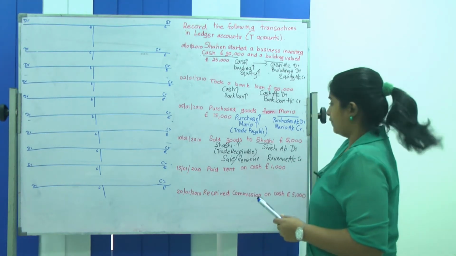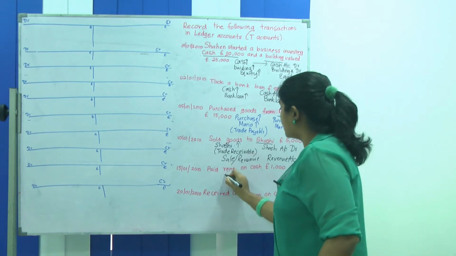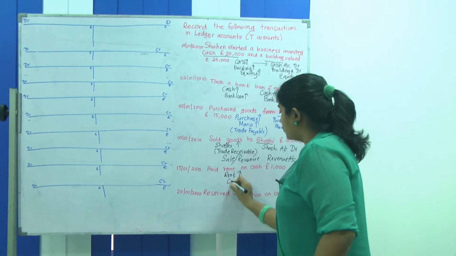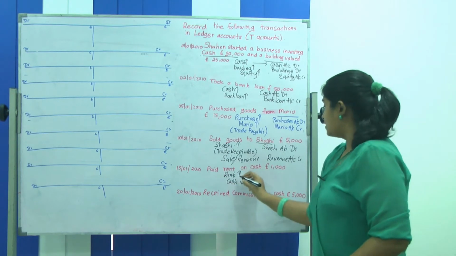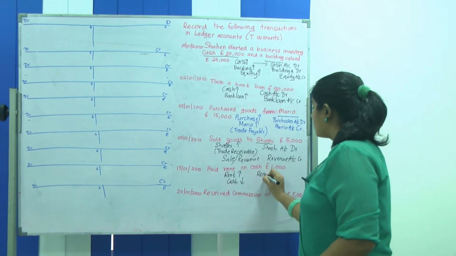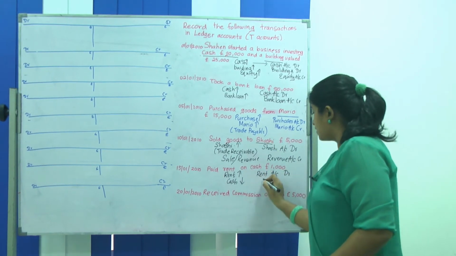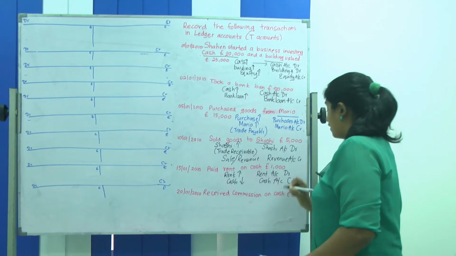On 15th January, paid rent in cash. So what happens? You are creating an expense called rent. So rent goes up and you are using cash to pay, so cash goes down. Rent is an expense, so the rent account will be debited. And cash is an asset, so when cash goes down, the cash account will be credited.